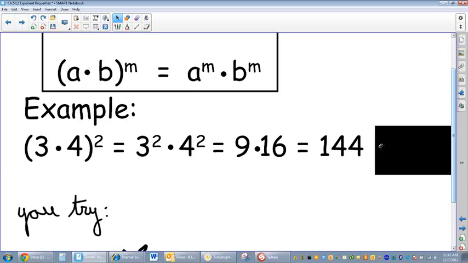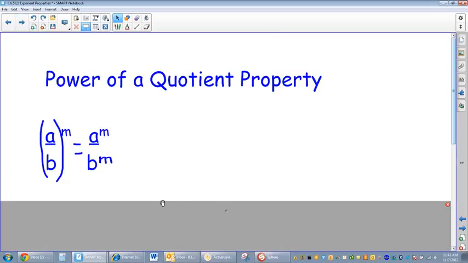And the last one, power of a quotient property. You can see this one looks just like the last two. It has something inside parentheses raised to an exponent. So in this case, we have a over b, and the whole thing is raised to the m. So we just distribute the m to both the a and b.